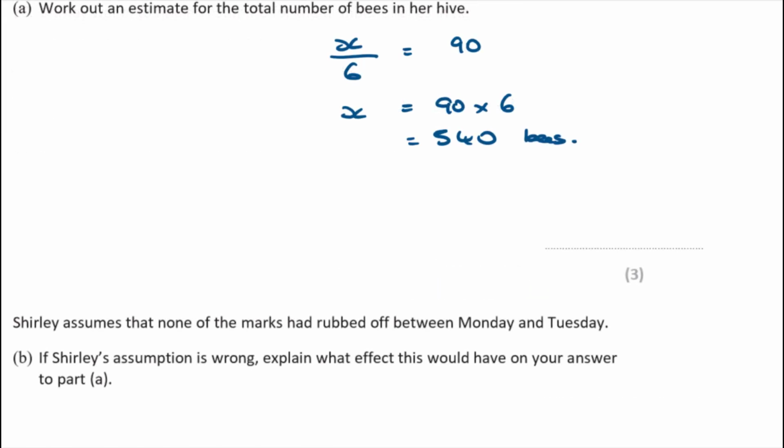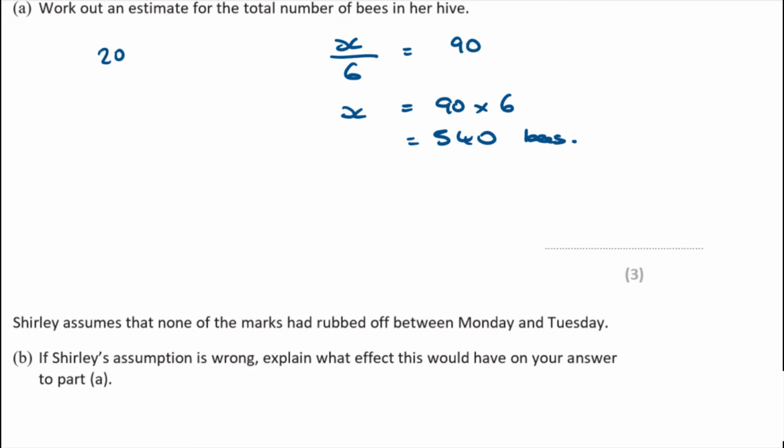Now, in part B, it says Shirley assumes that none of the marks have rubbed off between Monday and Tuesday. If her assumption is wrong, explain what effect this would have on your answer to part A. Right, so if some of the marks had rubbed off, then out of that sample of 120 that she selected, more of them would have had marks on. You wouldn't be able to see some of them, because some would have rubbed off.